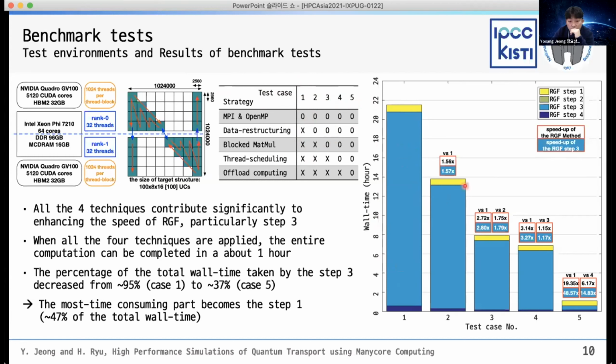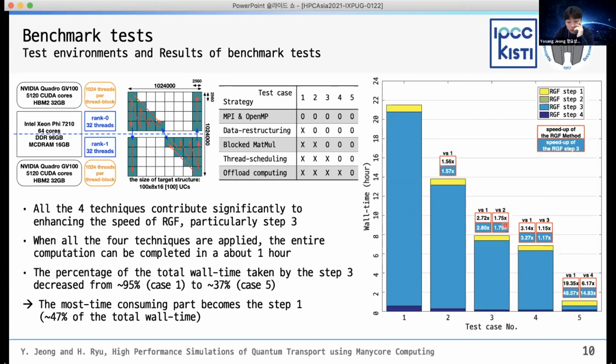And in test case 2, which applied data restructuring, overall performance is improved by a factor of about 1.56 compared to case 1. And this is mostly due to the acceleration of submatrix multiplication in step 3. These results clearly support that the AVX512 SIMD operation works more efficiently with SOA type complex matrix than AOS type.